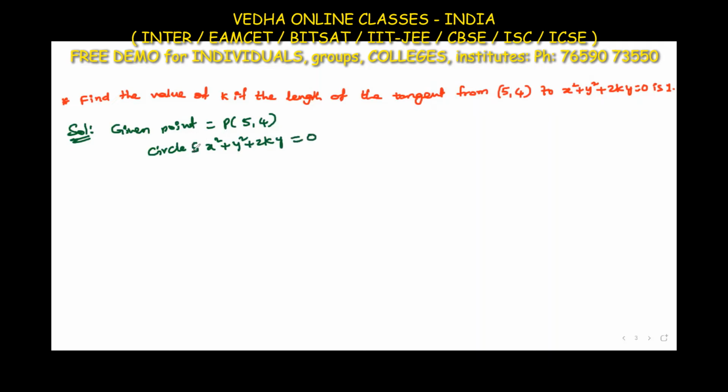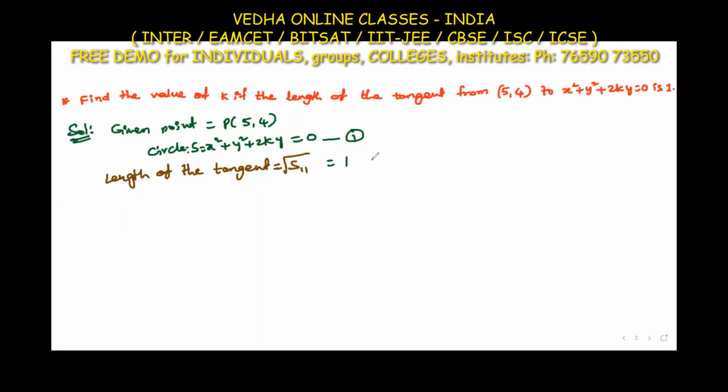The circle equation we usually represent with S, so I am writing the circle as S, equation 1. Now the length of the tangent formula. The length of the tangent is root S11. What is meant by root S11? It is very simple: we substitute the point in place of x and y in the given equation.